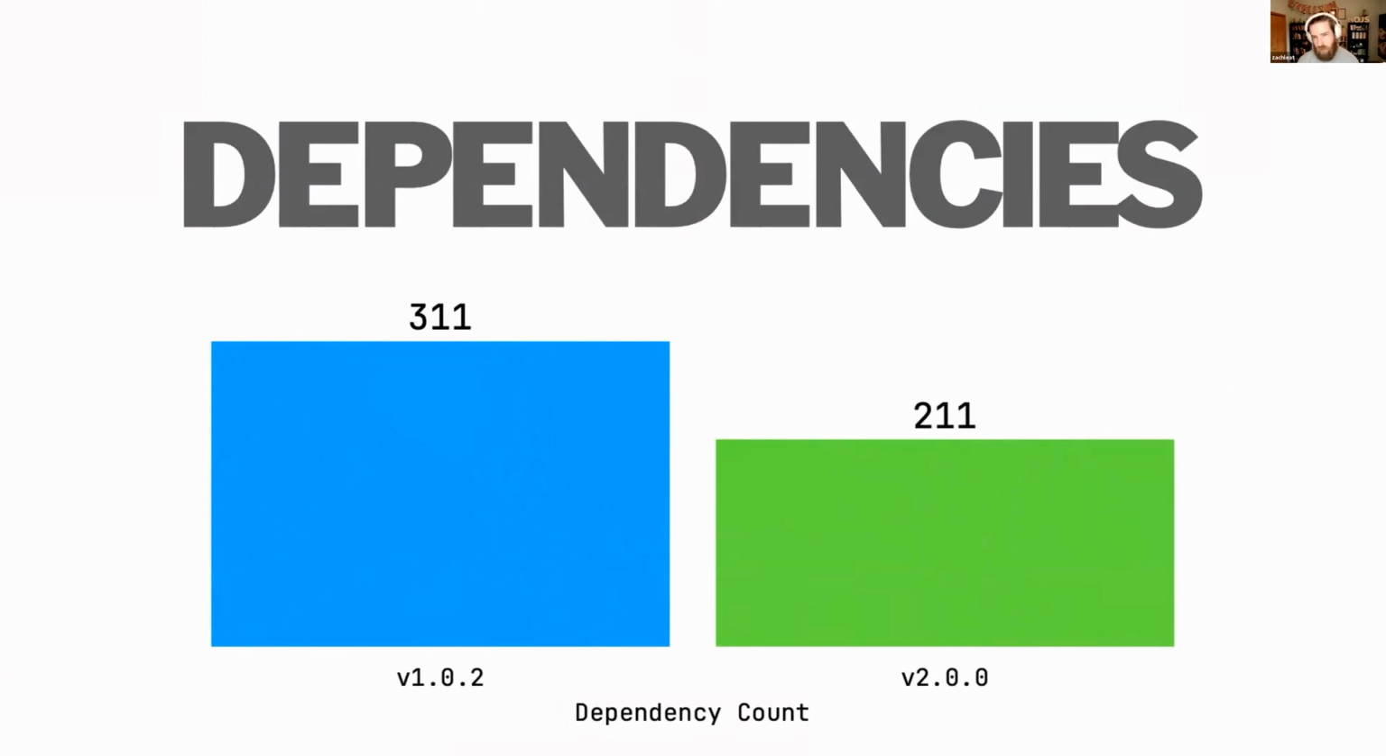So yeah. One of the big things that went into the version 2 release is that we put a lot of work into reducing our dependency count. Version 1 had 311 dependencies, which if you're a fan of the band 311, maybe you like that number better. But in the new 2.0 release, we have 211 dependencies. So just reducing our dependency count really has some cascading effects in the project.